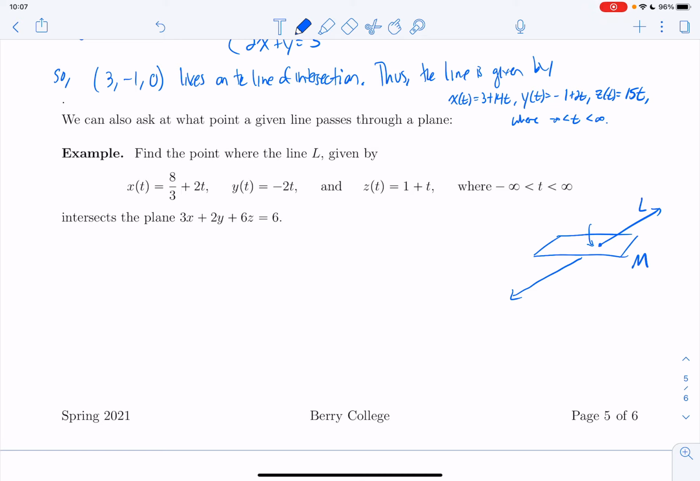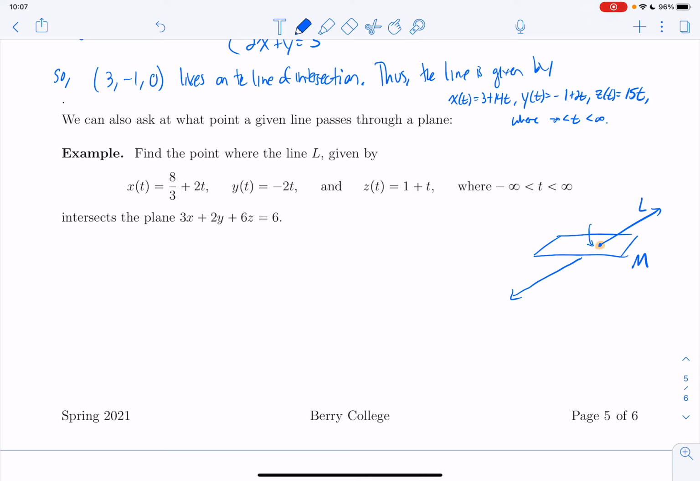Well, it turns out the answer to this is fairly straightforward. x, y, and z are each functions of t, but they are coordinates for x, y, and z. So if we just take those coordinates and substitute them into the plane, then we're going to have one giant equation with only t as its variable, solve for t, and that gives us the parameter that indicates this point.